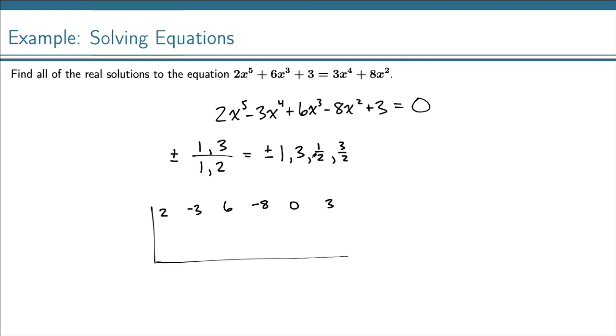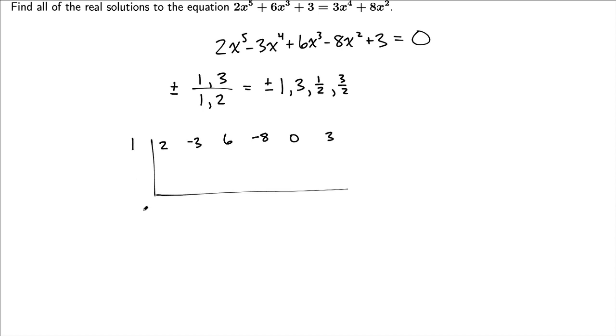Okay, we need to check these numbers. It doesn't matter what we check first. I like small numbers, so I'm going to start with 1. Bring the 2 down. Multiply, and again, I'm going to assume that you are comfortable with synthetic division and just go through this real fast. Oof, and 1 worked. How lucky are we?